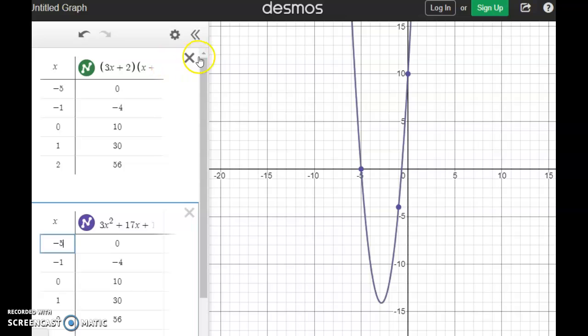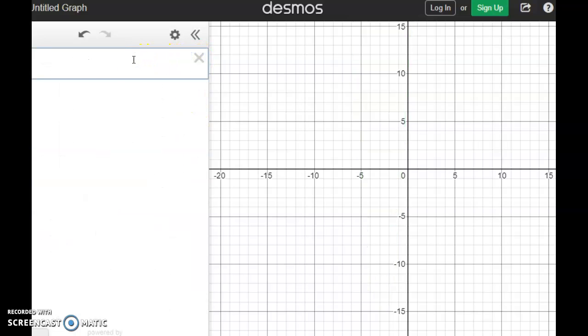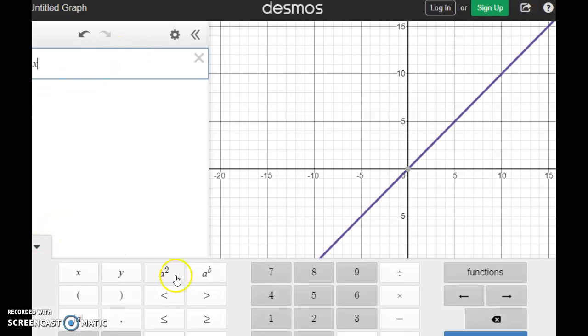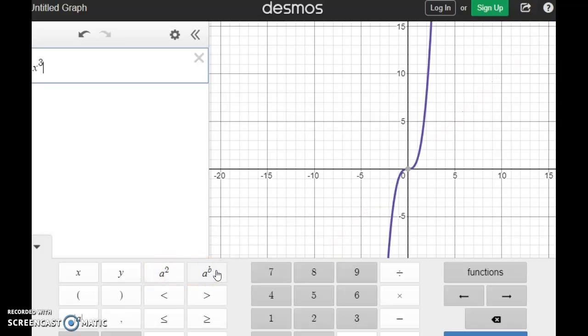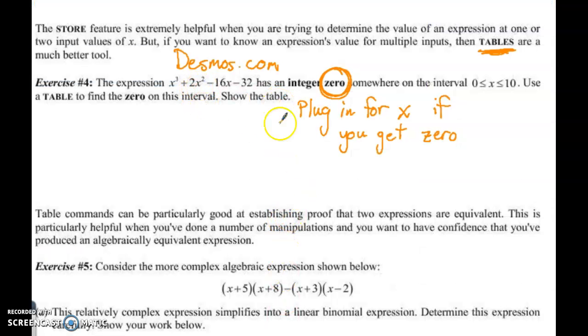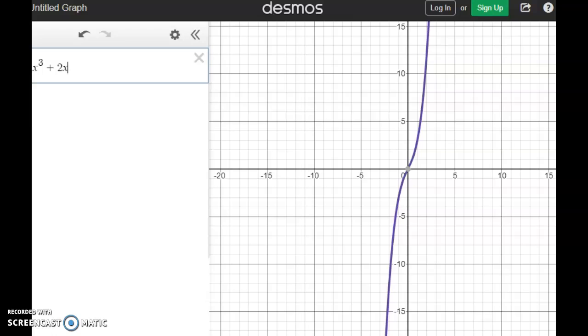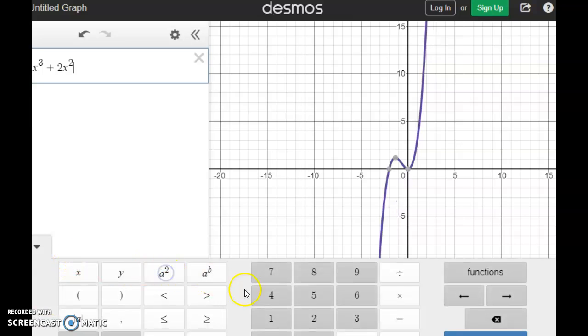So I'll clear out my last two equations. And you don't have to write x or y equals, I guess. You can just write x. Now if you notice, if I hit this key, it'll make it x cubed. I'm going to hide this now. Plus 2x squared, again, you can just hit this key for squared, minus 16x minus 32.